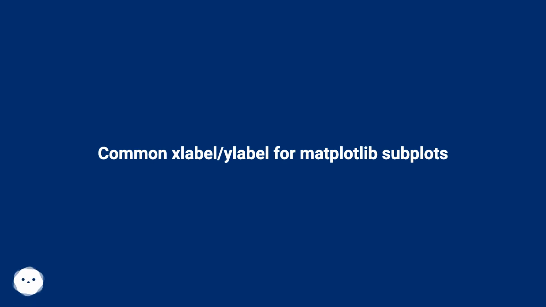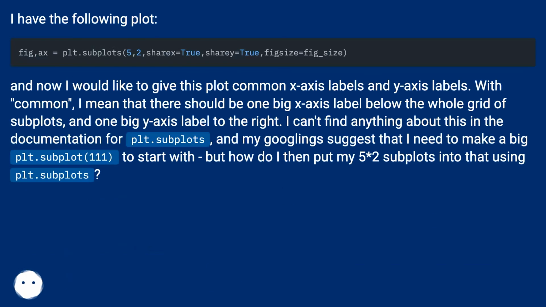Common xlabel / ylabel for Matplotlib subplots. I have the following plot, and now I would like to give this plot common x-axis labels and y-axis labels. With common, I mean that there should be one big x-axis label below the whole grid of subplots, and one big y-axis label to the right.